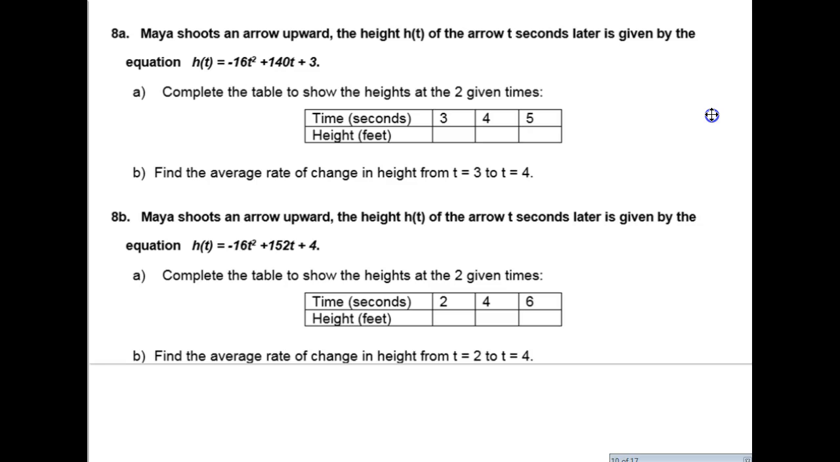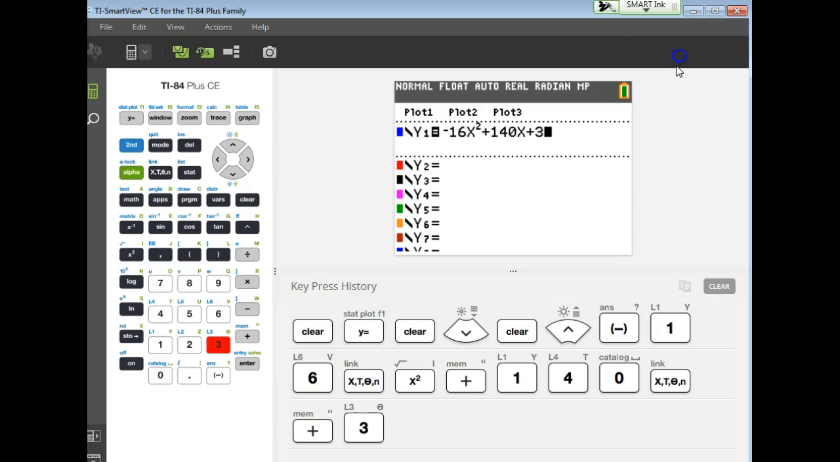All right, 8a, this is on our graphing calculator. So what we're going to need to do first is get our quadratic function typed into our calculator into y1. So if you have a graphing calculator, please pause the video and get that done. Okay, so I have my function typed into y1, and of course we use the x variable instead of t.